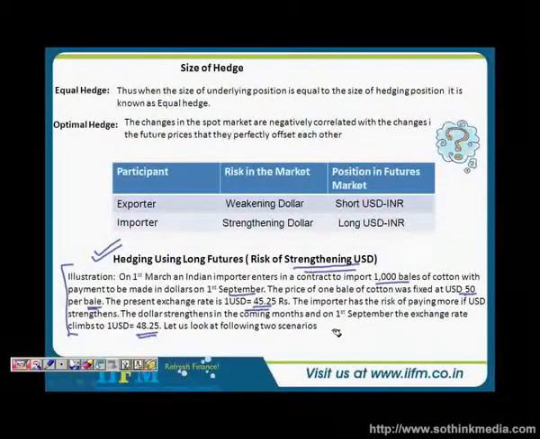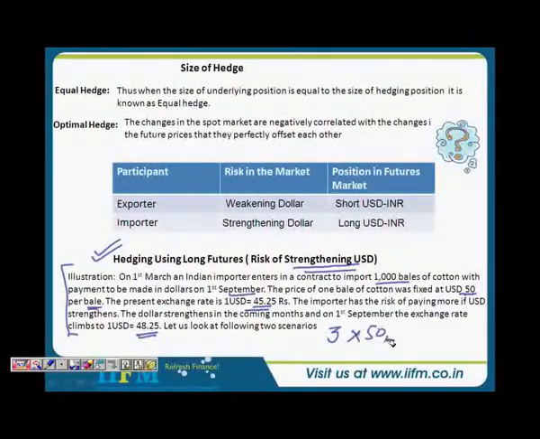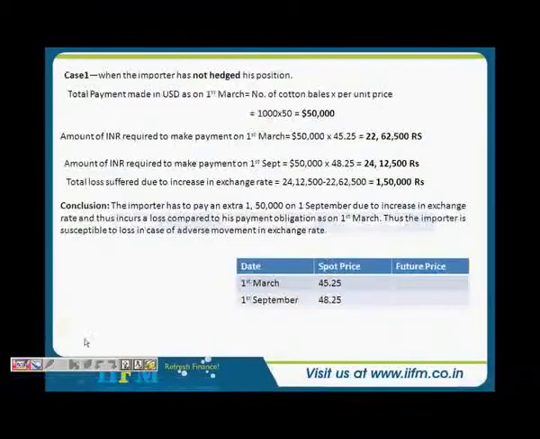So what has happened for him is evident: 3 rupees is the differential he will have to pay more on the contract size of 50,000. So he will end up paying 1,50,000 rupees more, because the currency has appreciated, which is against him. This is a situation where he had not hedged and was not expecting the movement, and he ends up on the losing side. Let's have a look at the next part.